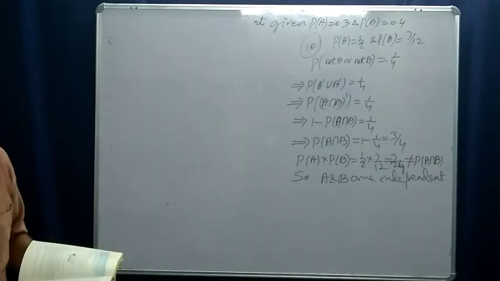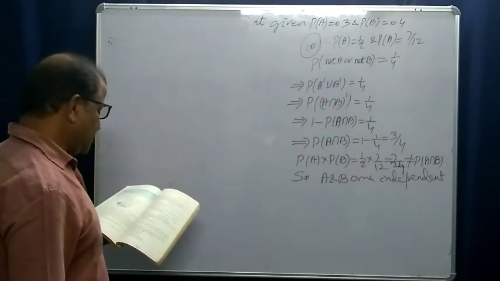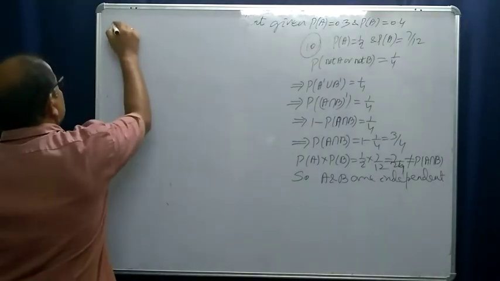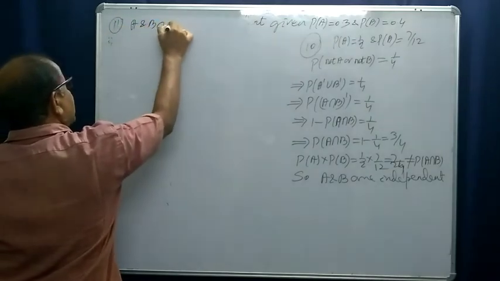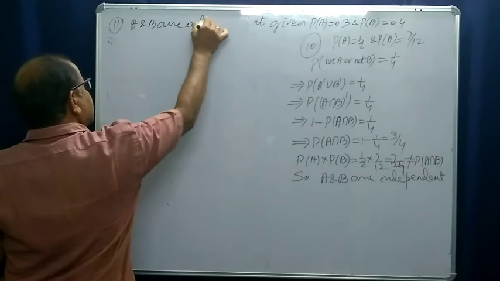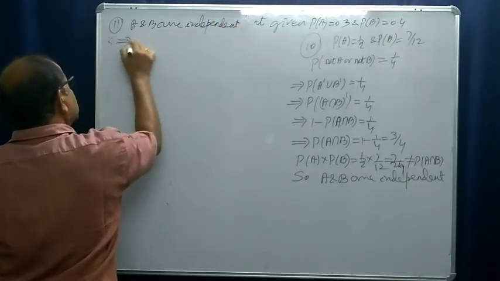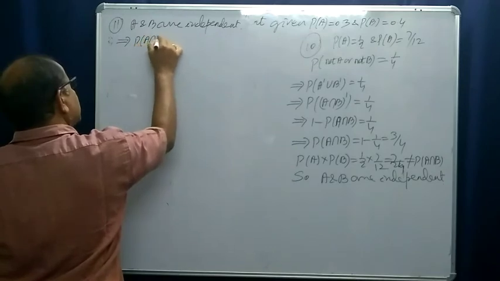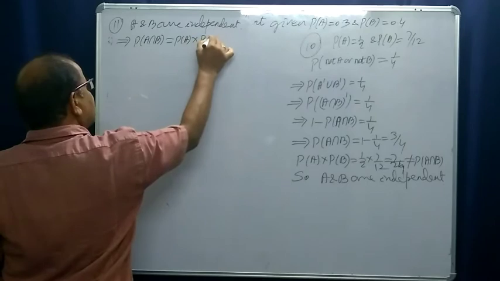Right. What is question number 11? Given two independent events A and B, what is given? A and B are independent. This implies probability of A intersection B is equal to probability of A into probability of B.